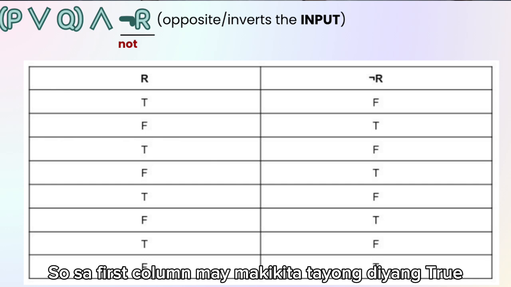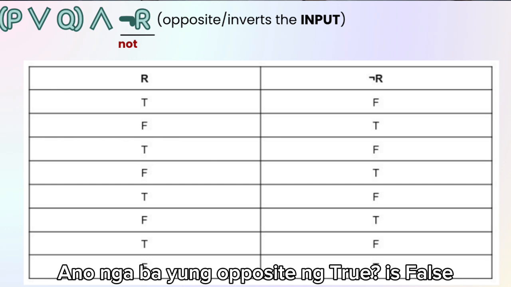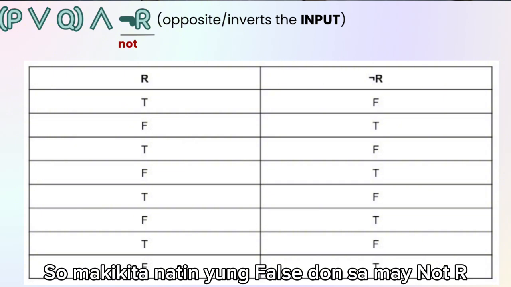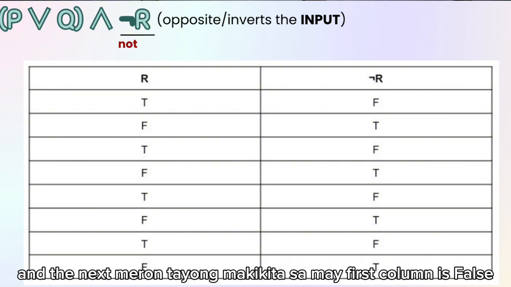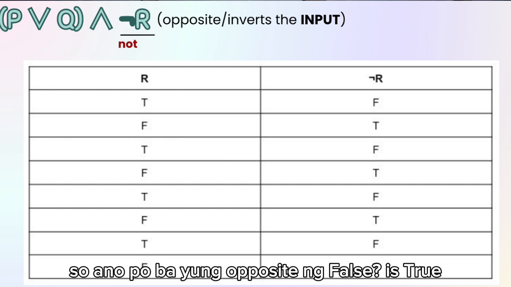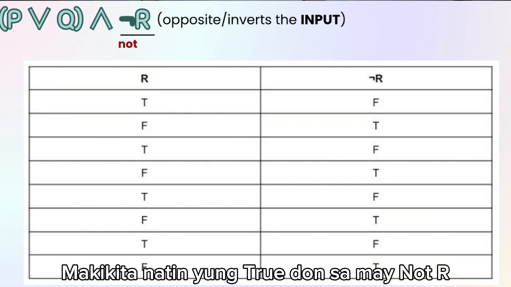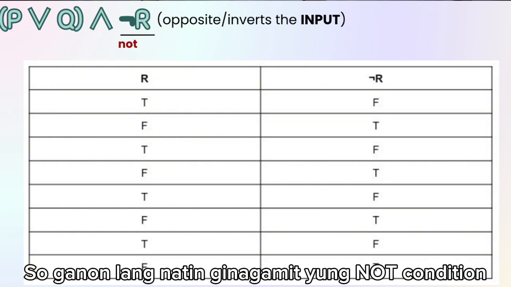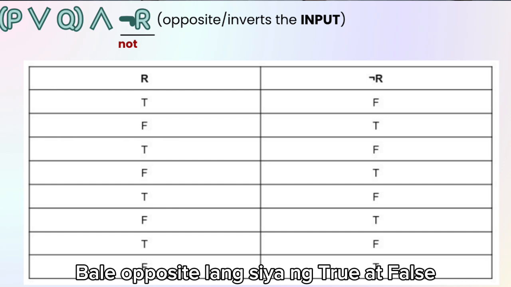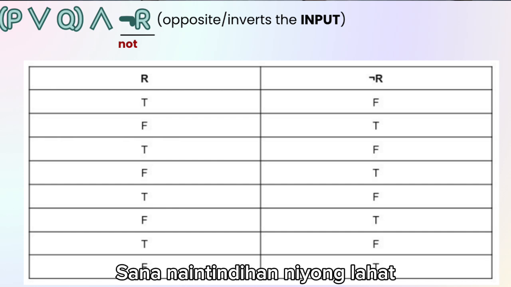So, sa first column, may makikita tayo dyan true. Ano nga ba yung opposite ng true? Is false. So, makikita natin yung false dun sa may not R. And the next, meron tayo makikita din sa first column is false. So, ano ba yung opposite ng false? Is true. Makikita natin yung true dun sa may not R. So, ganun lang natin ginagamit yung not condition. Bali, opposite lang siya ng true at false. Sana naintindihan niyo lahat.